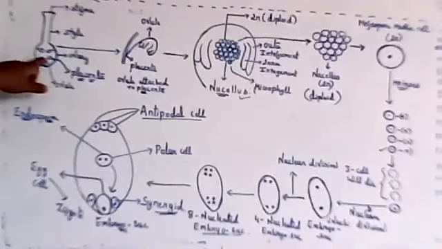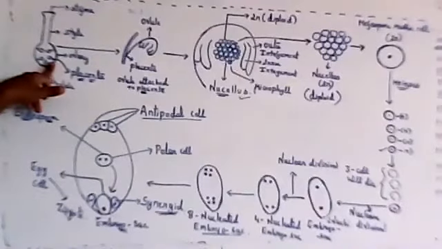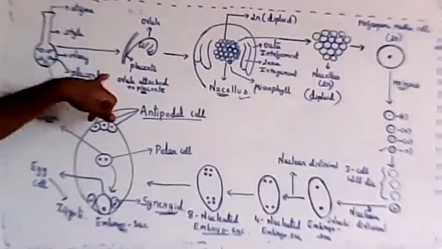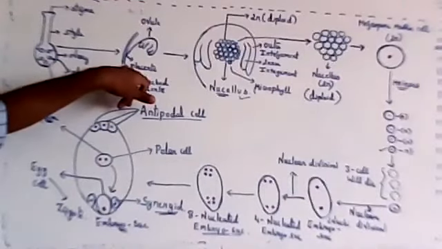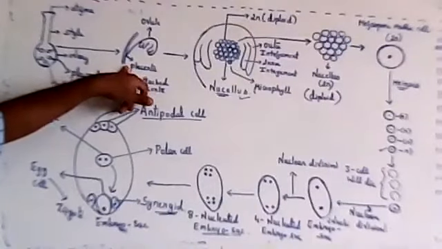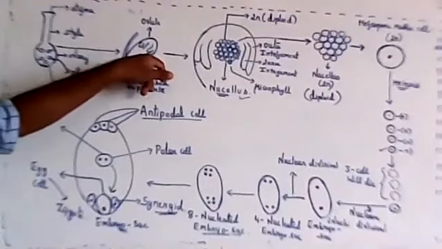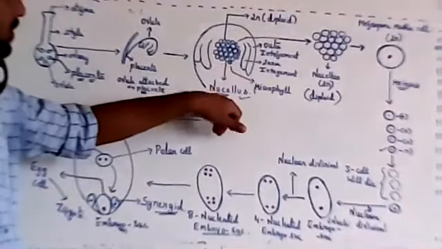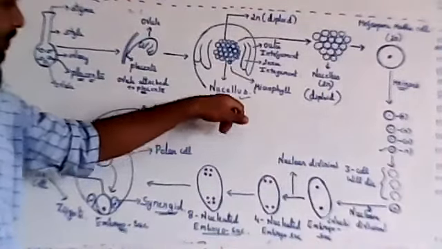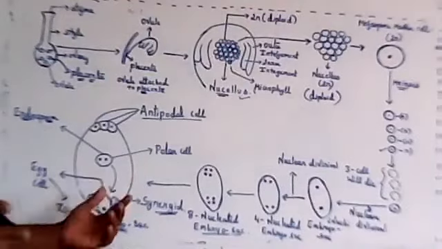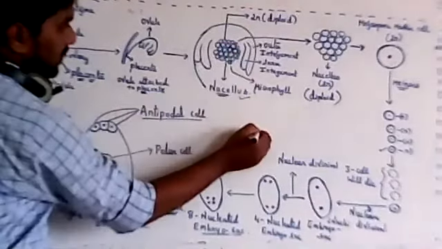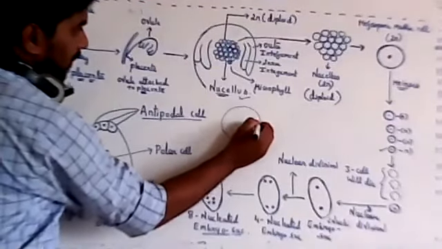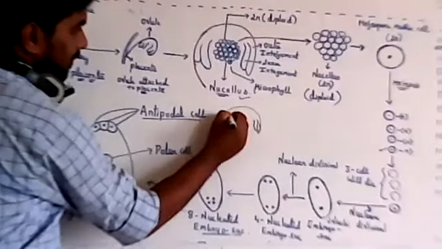The ovule is attached to the inner part of the ovary. In the ovary there are 2 parts, the outer part and the inner part. The inner part of the ovary is called the placenta, and the ovule is attached to the placenta. Inside the ovule there is a group of cells called the nucellus. The formation of the embryo sac takes place inside here only. This is your ovule, and inside the ovule there are 2 outer layers, the outer integument and the inner integument.